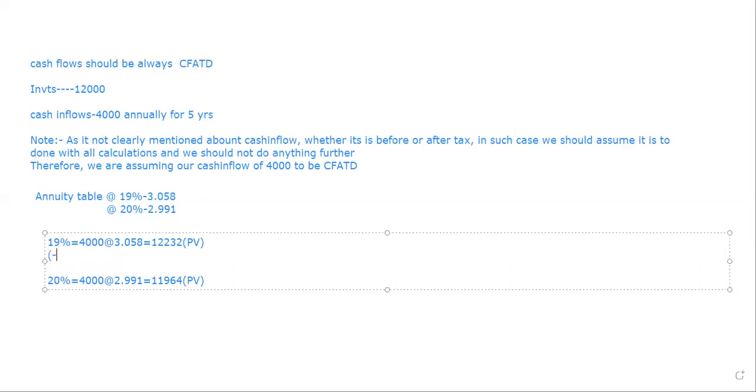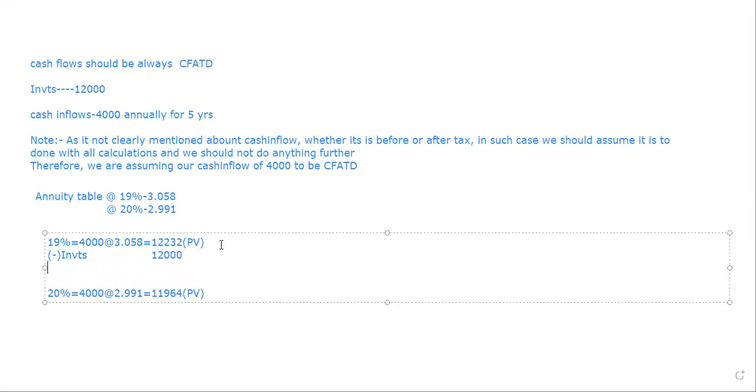So minus investments, when we deduct it, which is 12,000. Therefore, my net present value we are going to get is how much now? It is equal to 232. So I got this much.